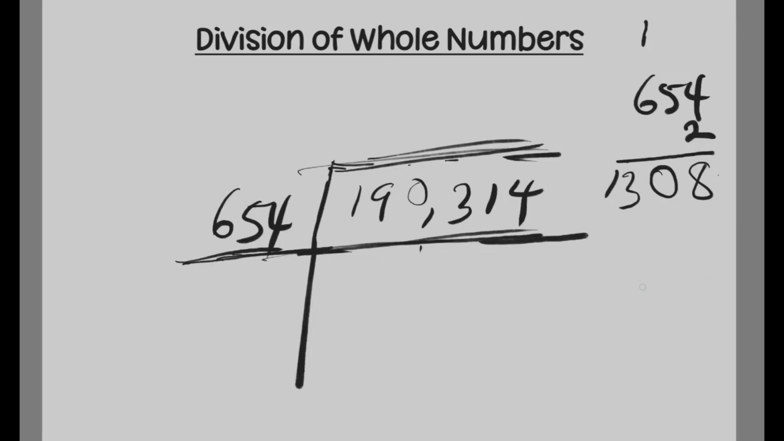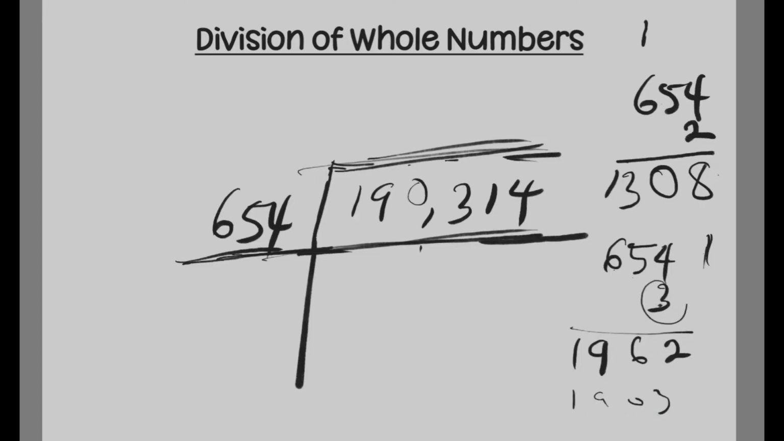So 2 might be a good candidate. But let's try 654 times 3. 3 times 4 is 12, so I'm going to write 2. I'm going to carry 1. 3 times 5 is 15, plus 1, 16, so I'm going to write 6. I'm left with 1. 3 times 6 is 18, plus 1, 19. So I'm going to write 19. So I have 1962. So 1962 is greater than 1903. So I can't use 3. So I'm stuck. I'm going to use 2. So in that case, let me take this off.